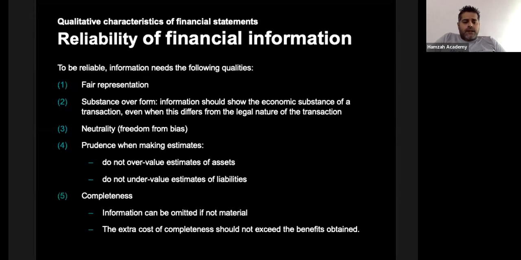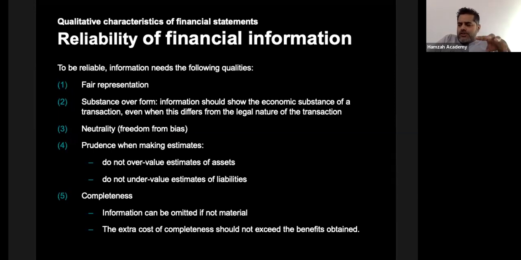And then we have the reliability of the financial statements. The information has to be reliable, and to be reliable it needs the following qualities: fair presentation, substance over form, neutrality, prudence, and completeness. As far as the reliability of the information is concerned, the information should provide a faithful representation of the financial position and the financial performance of the entity.